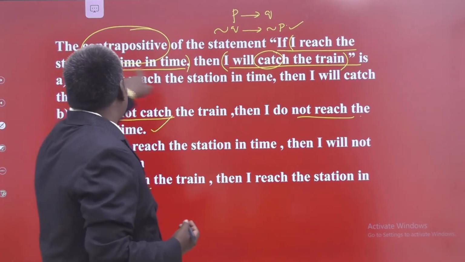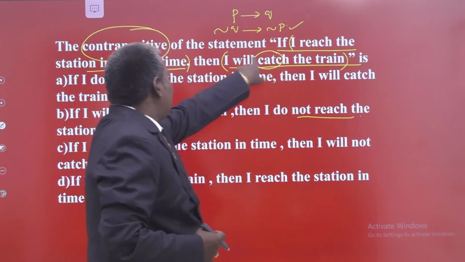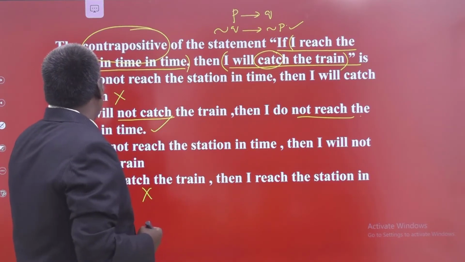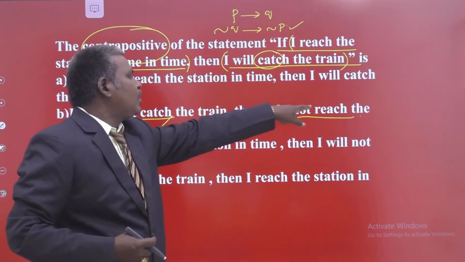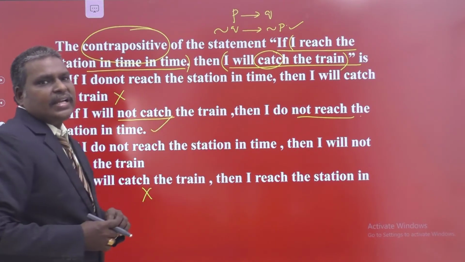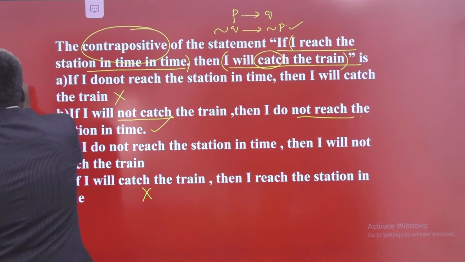I reach the station in time, I will catch the train. Here we have to follow this one: if I will not catch the train, then I do not reach the station in time. Understand? We will move to the next question.